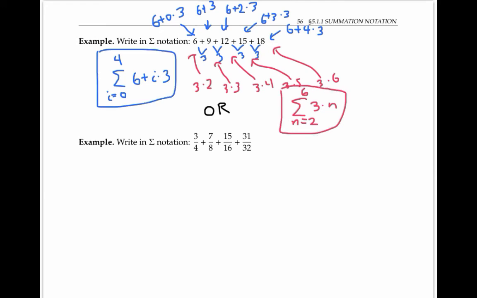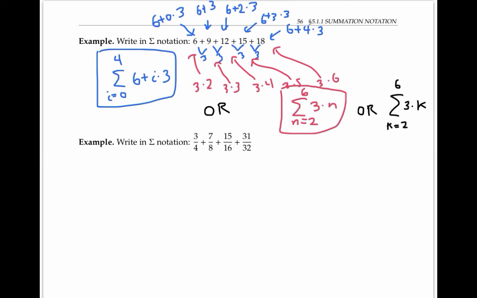The choice of the letter we use for the index doesn't matter at all. For example, we could also write this as sigma from k equals 2 to 6 of 3 times k. Here k and n play the same role. Please pause the video for a moment and try to write this next example in sigma notation.